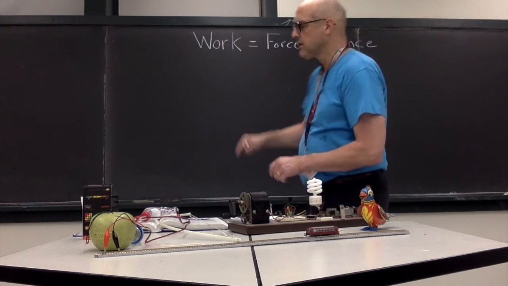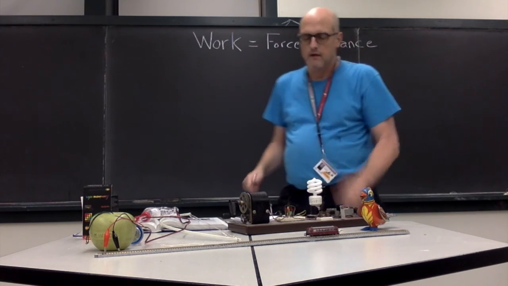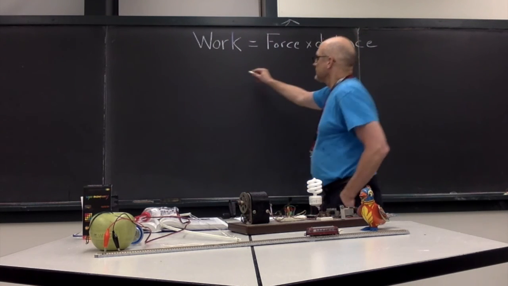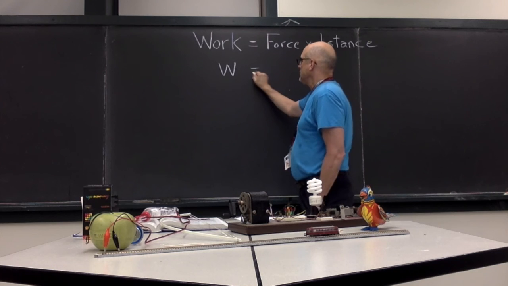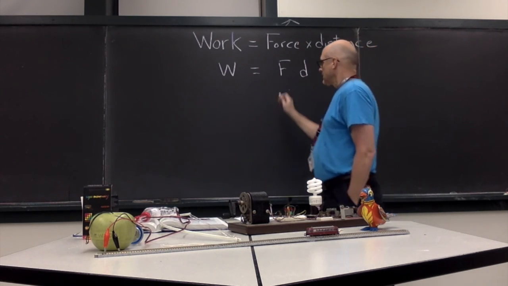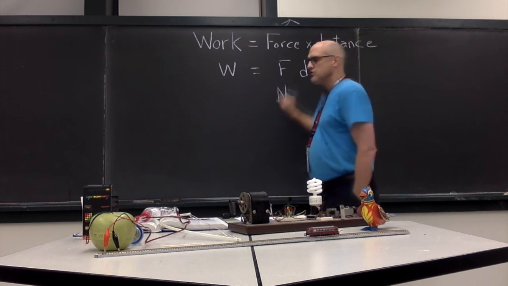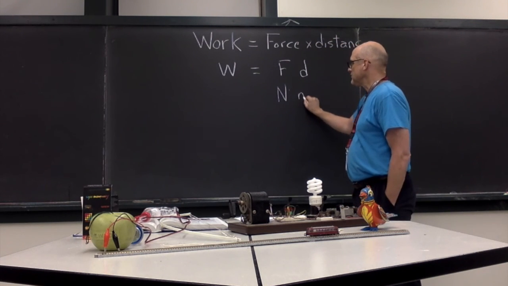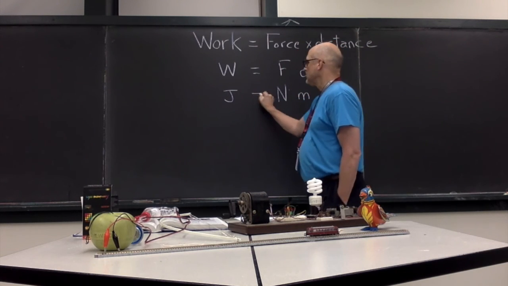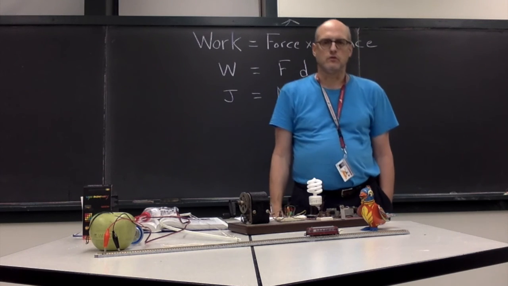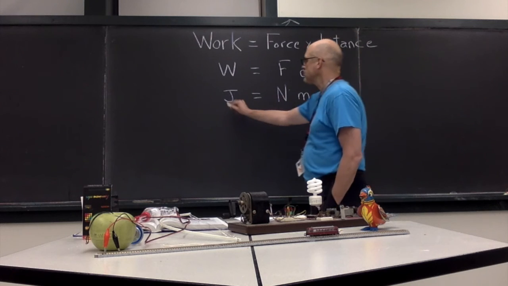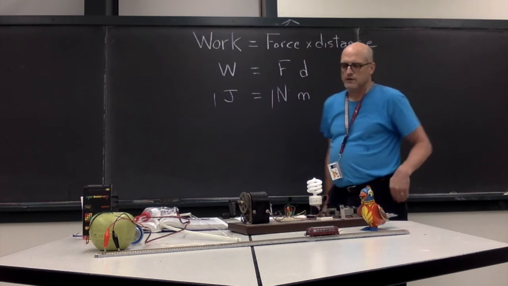Okay, let's return to this mathematical equation here. We can represent work with a W, force with a capital F, and distance with D. The unit of force is the Newton, the unit of distance is the meter, and the unit of work is the Newton meter, which is also called a joule in honor of James Prescott Joule. So 1 joule is equal to 1 Newton meter.